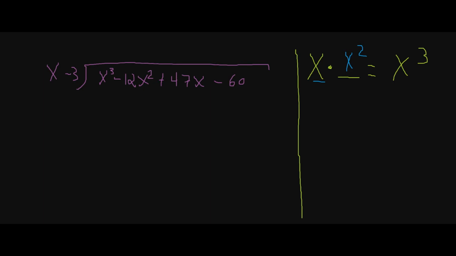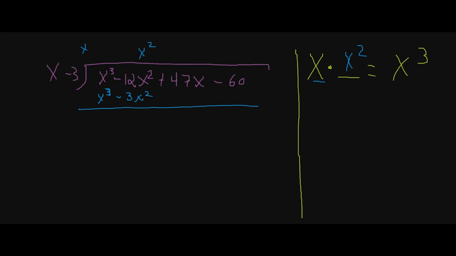Okay, so now, sorry, x times x squared gives me x to the third. So that's what's going to go right here on the top. Okay, and now we multiply across. What is x times x squared? Well, we know that's going to be x to the third. And now what's negative 3 times x squared? Well, that's going to be minus 3x squared.